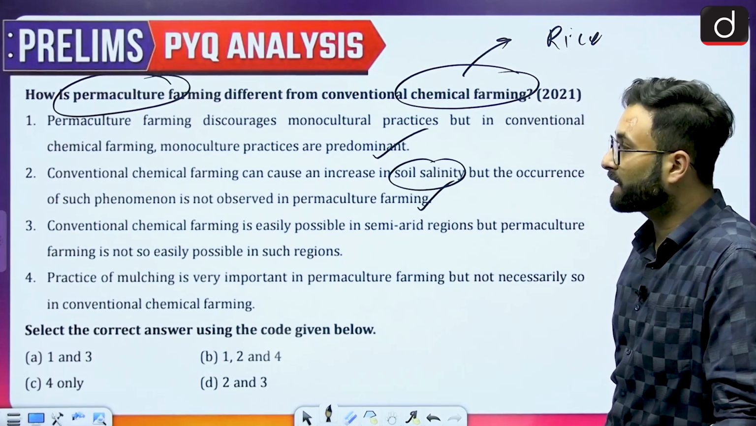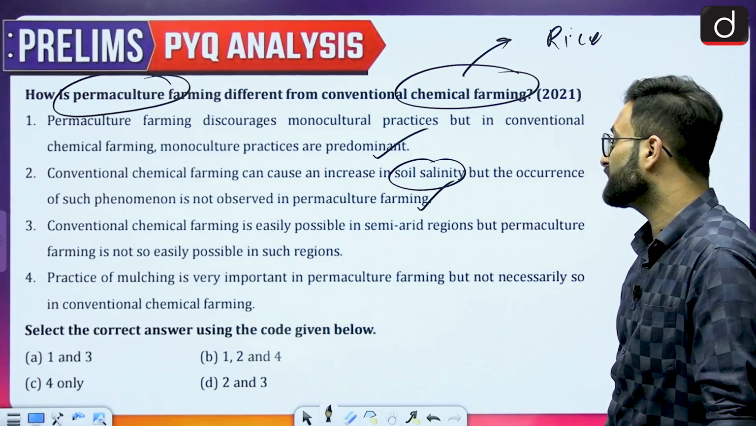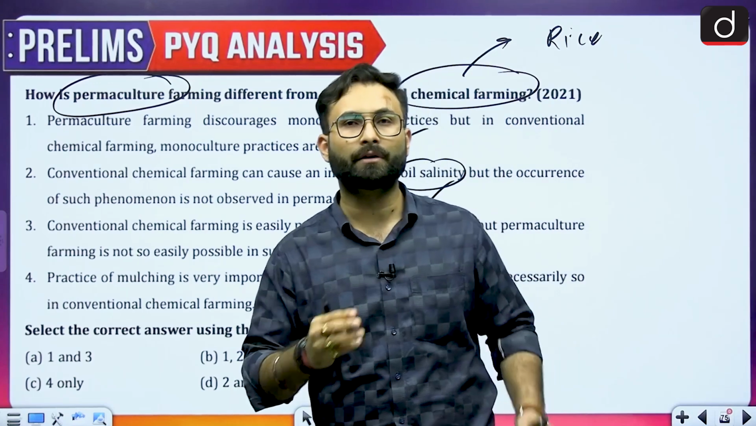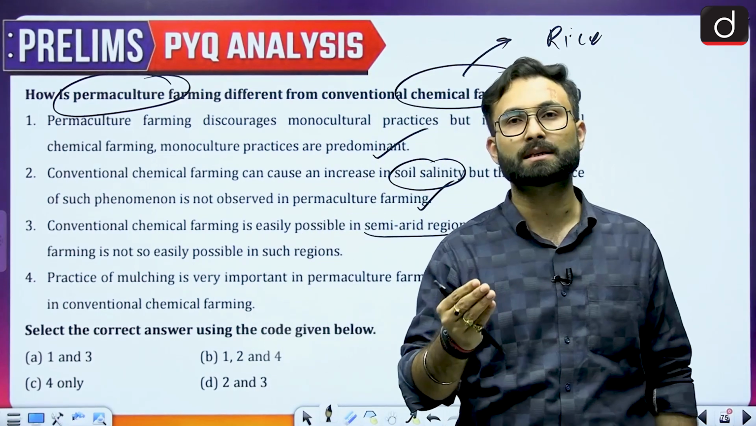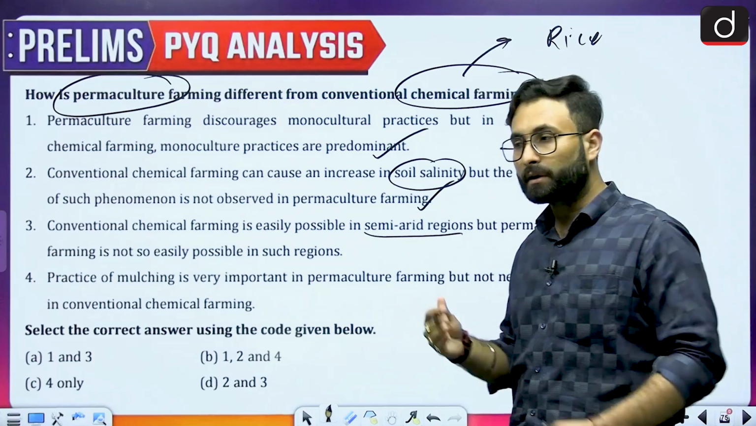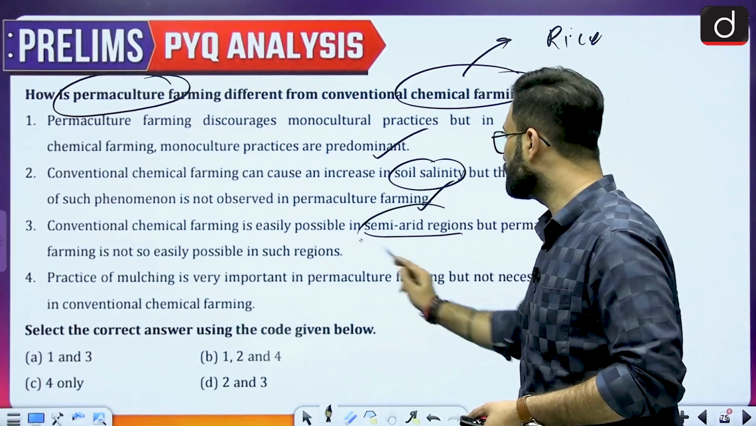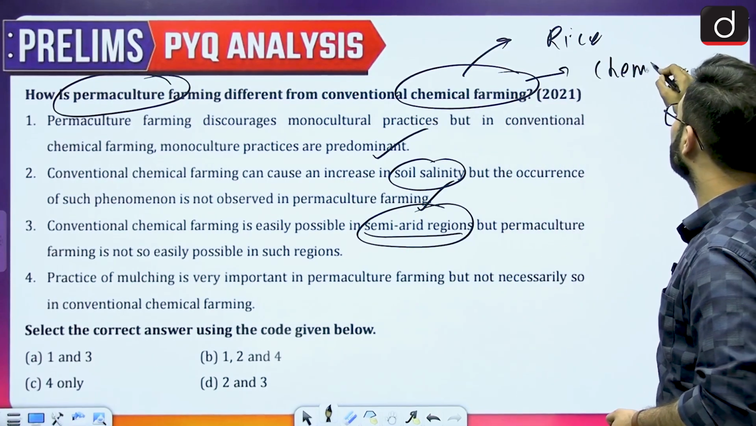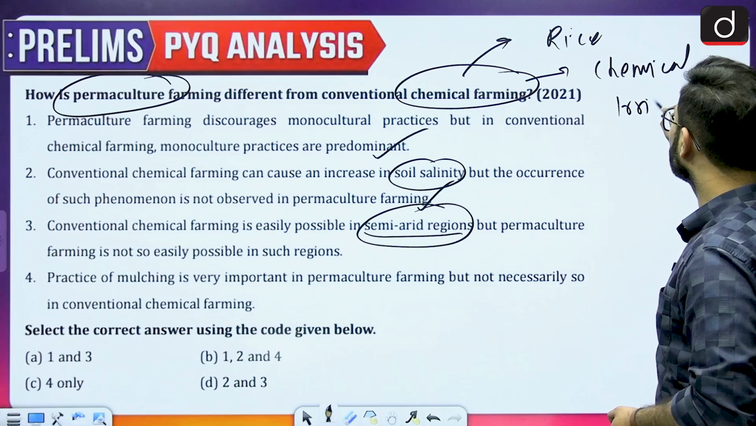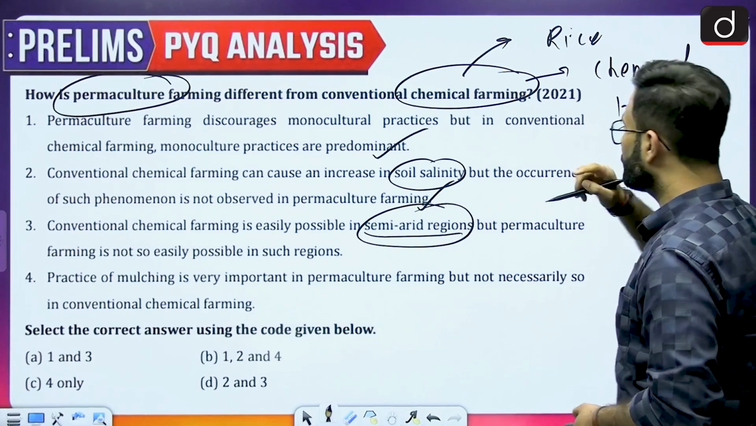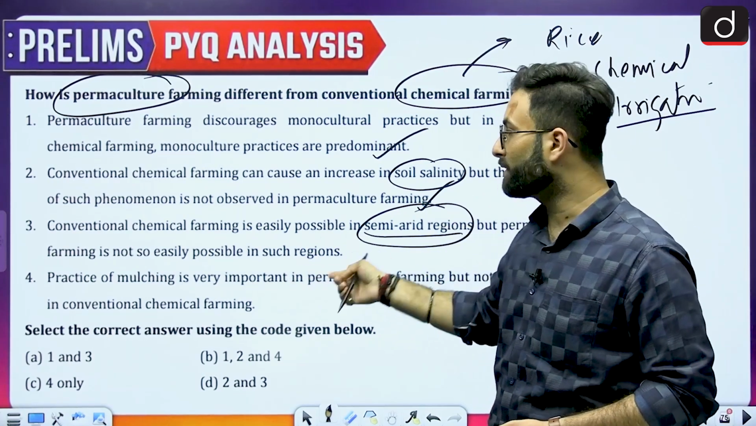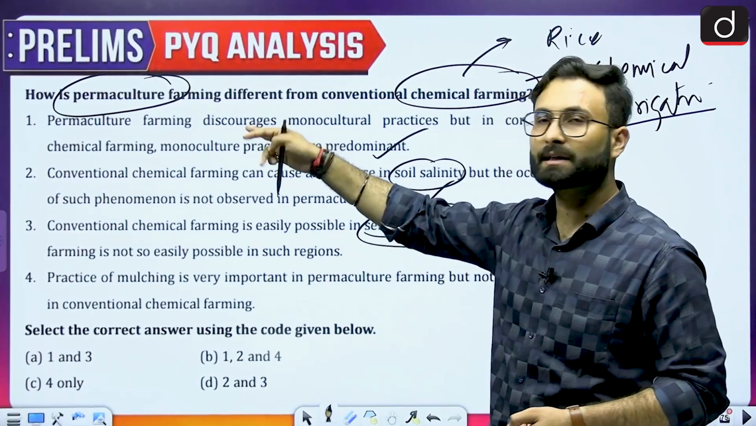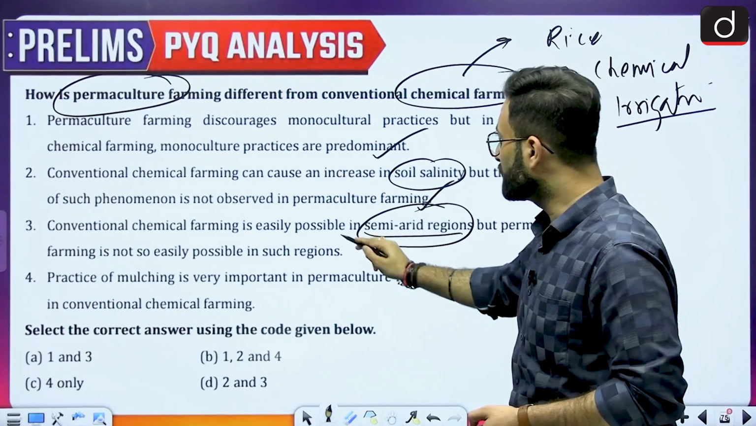Coming to the next one, conventional chemical farming is easily possible in the semi-arid region. Now if we talk about conventional chemical farming, the one we used in the green revolution, that is highly dependent on irrigation. For that you need water. In the semi-arid region you won't be getting the water. In conventional farming you will need chemicals, you will be going for fertilizer, you will be going for irrigation. So that is why it is not possible in the semi-arid region. That will be possible in a region where you have a lot of water. On the other hand, permaculture can be used in semi-arid regions as well. So this statement is wrong.